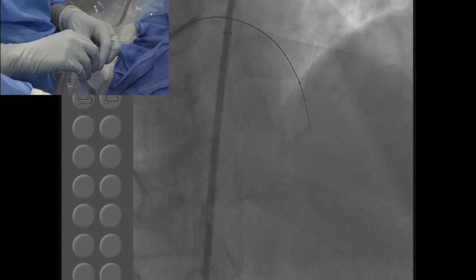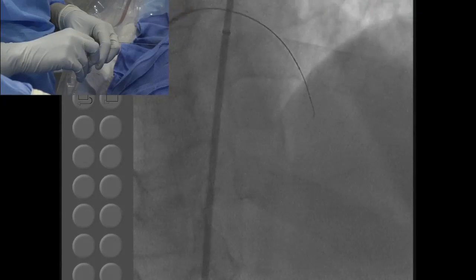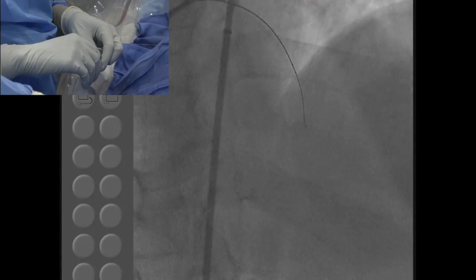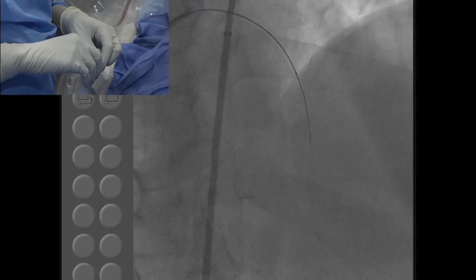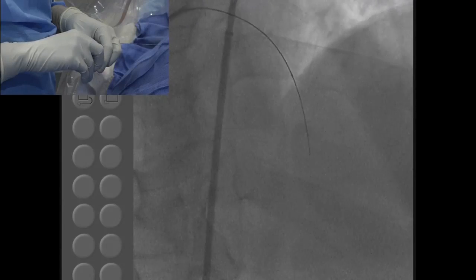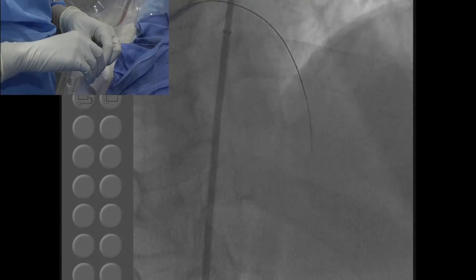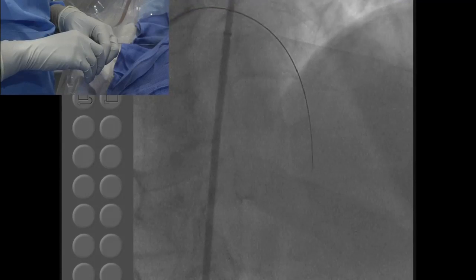Do you want to go back to your caudal view again? I don't know if caudal view is going to help. Okay, we could try the caudal view. At least that brought you into line alignment with the mid LAD until the site of the total occlusion. Here it's going into the septal area, yeah.